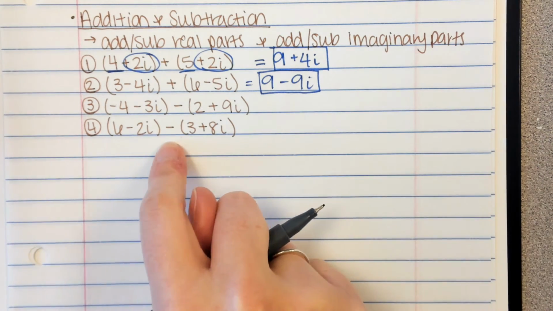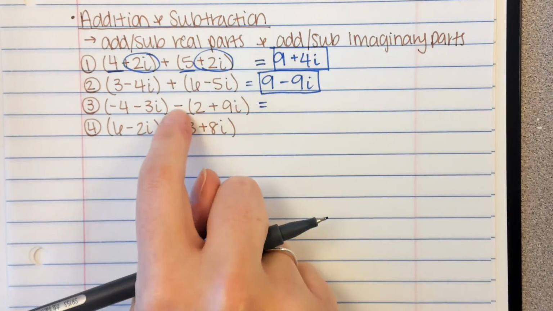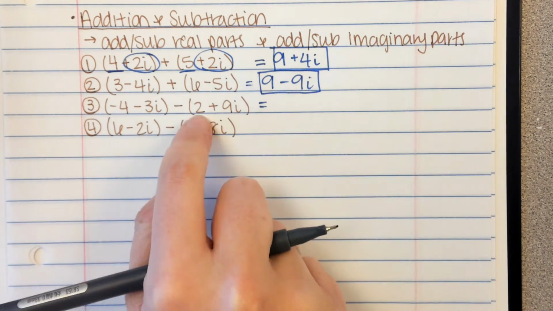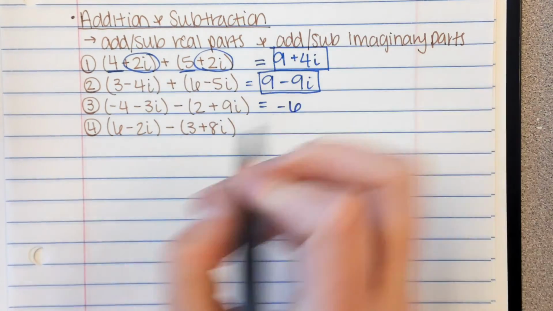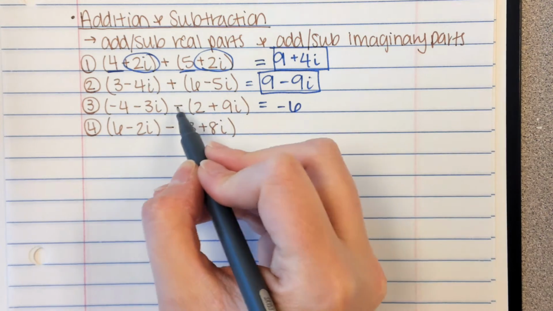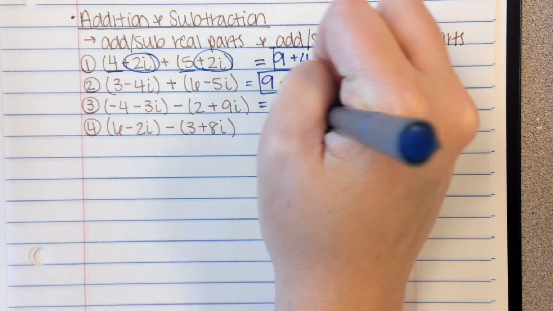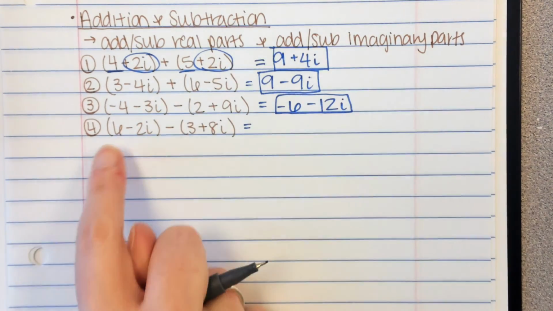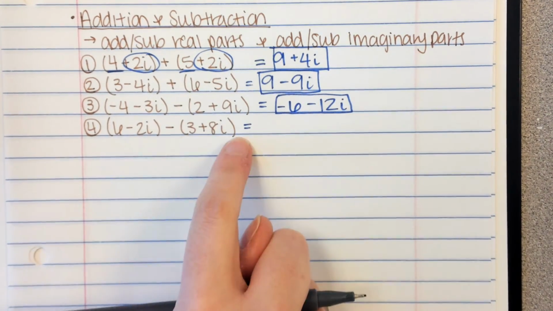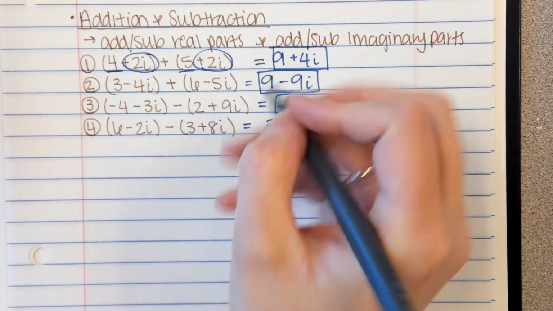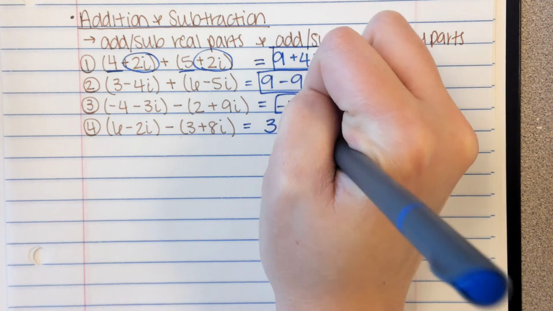Okay, now we have subtraction. And so with subtraction, it's tricky because you have to make sure you're subtracting. All right, so negative 4 minus 2 is negative 6. Negative 3i minus 9i is negative 12i. And then 6 minus 2i minus 3 plus 8i. So 6 minus 3 is 3. Negative 2 minus 8 is negative 10i.